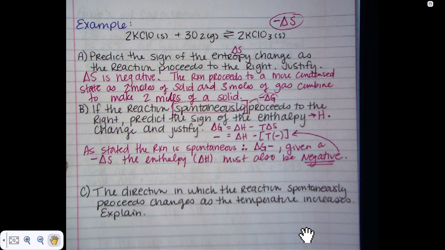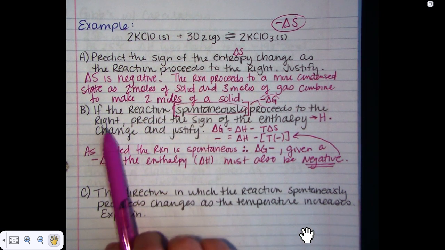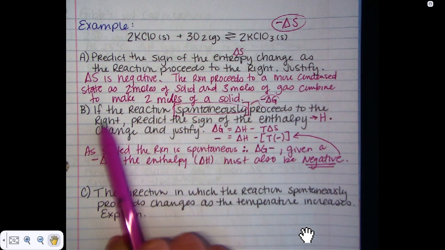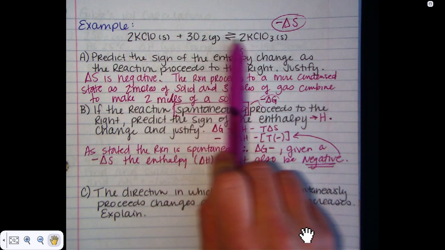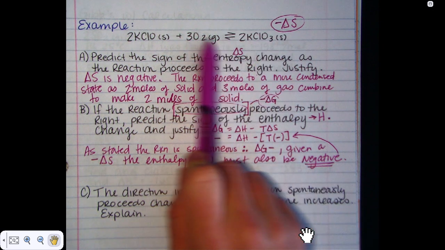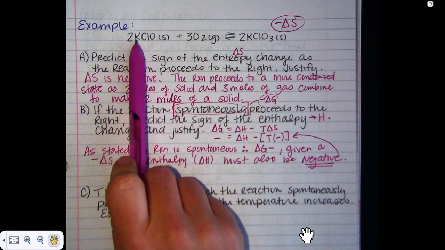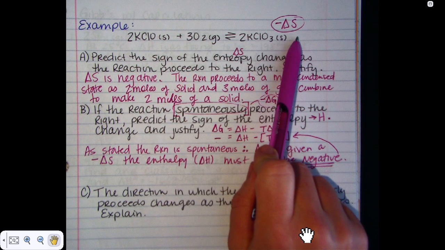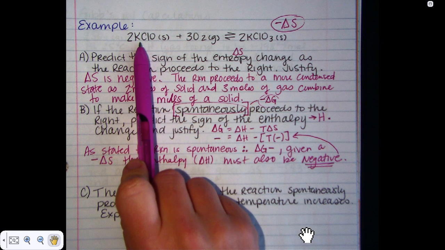All right. C. The direction in which the reaction spontaneously proceeds changes as the temperature increases. Explain. All right, so this goes back to this being a reversible reaction. So in question B, or question statement B, they said the reaction spontaneously proceeds to the right. So if going to the right, delta G is negative, doesn't it make sense that going to the left at that point, delta G would be positive? Because if the forward reaction is spontaneous, wouldn't the reverse be the opposite, less so?